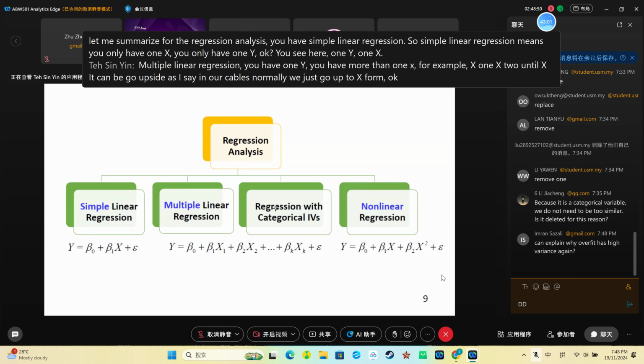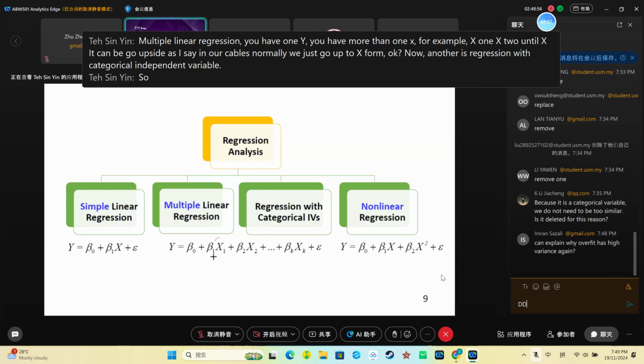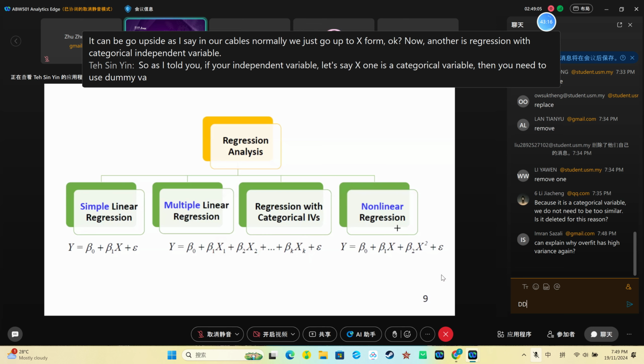Now another is regression with a categorical independent variable. As I told you, if your independent variable, let's say X1, is a categorical variable, then you need to use a dummy variable. And you may also have non-linear regression.